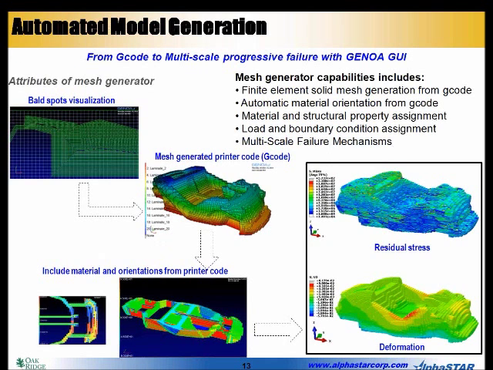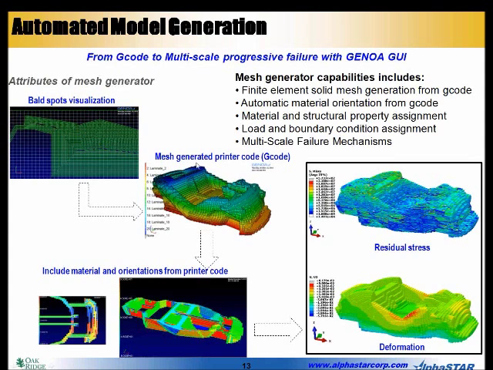Now the heart of this whole tool is the automated model generation, where we start off with reading the G-code, as you can see on the top left image, and the visualization of the G-code paths enables us to see some potential problem areas already. For instance, we can visualize some bald spots or potential bald spots just by visualizing the paths of the machine head.